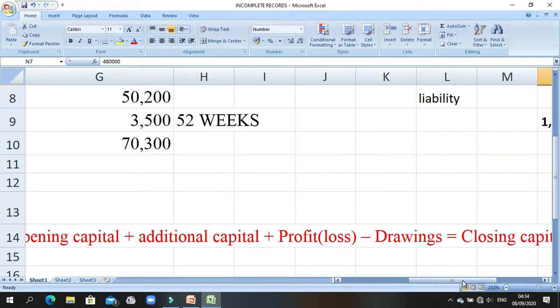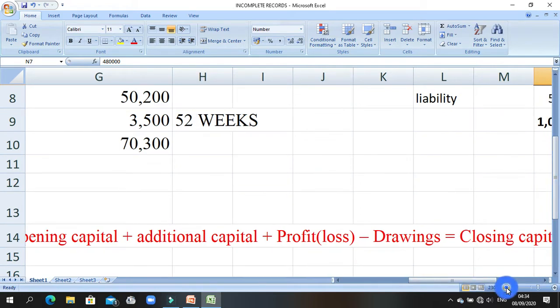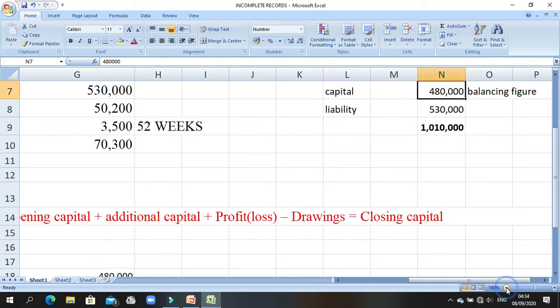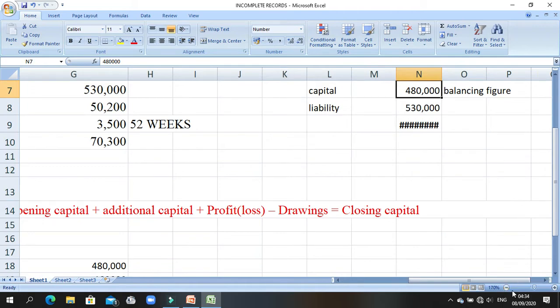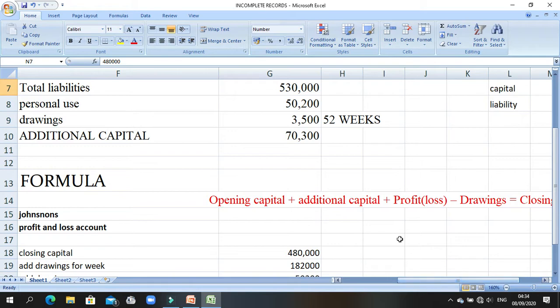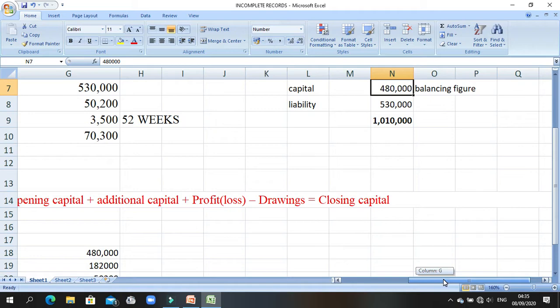We have the formula, the extended equation. It says that we take opening capital plus additional capital plus profit and loss, and also we subtract drawings to get the closing capital. So if we don't have this, we have to use that formula. We have to check the balance sheet before.